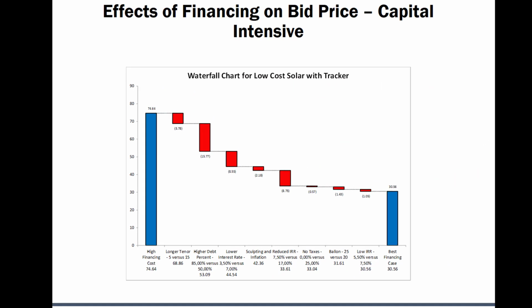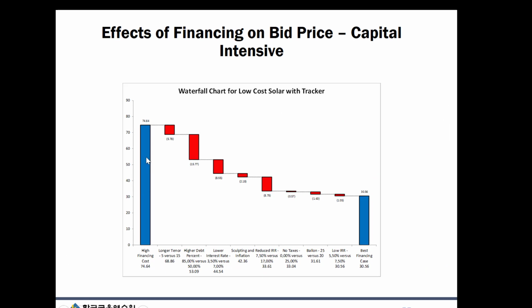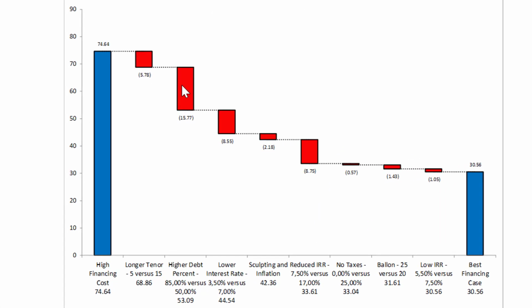And then you can see, well, oh my God, if we have a solar project, we start at 74 and we get down to 30, if we have a longer tenor, a higher debt to capital, a lower interest rate, and a lower IR. Now, this is so hard to do for me because they're interrelationships. To make a checklist and say this matters and this doesn't just can't be done.